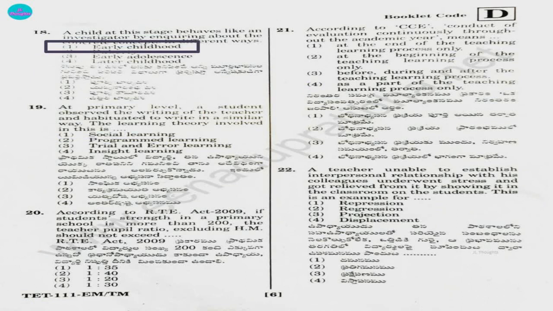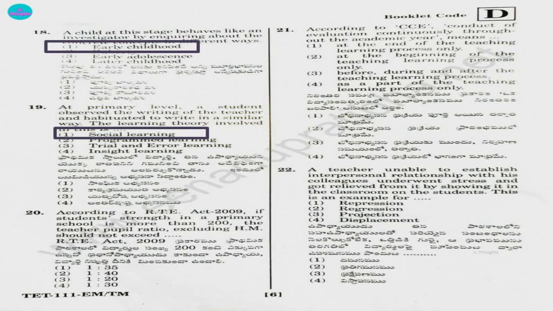Next, question number 19. At primary level, a student observed the writing of the teacher and habituated to write in a similar way. The learning theory involved in this is 1 social learning, 2 programmed learning, 3 trial and error learning, 4 insight learning. The answer is option 1 social learning.